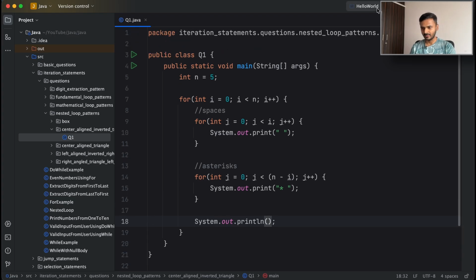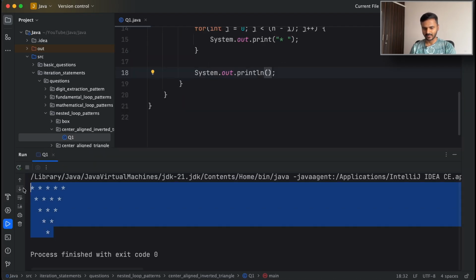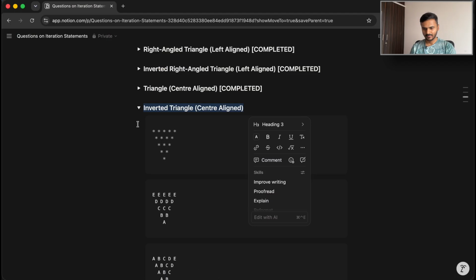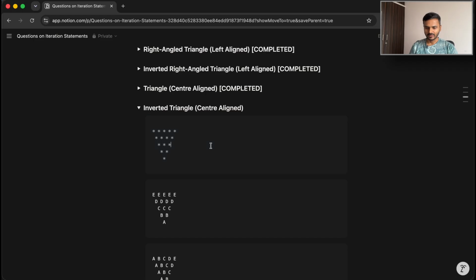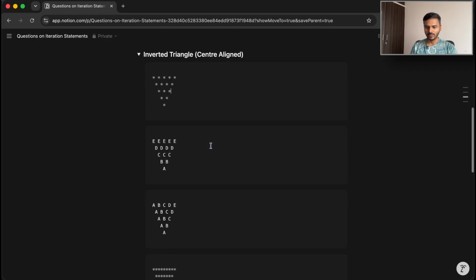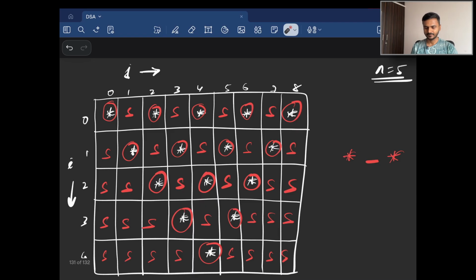So with this done, if I run the code, what do we expect? Well, this is what we expected, right? So we have been able to solve the first question. So with this done, let us now move on to the next question.